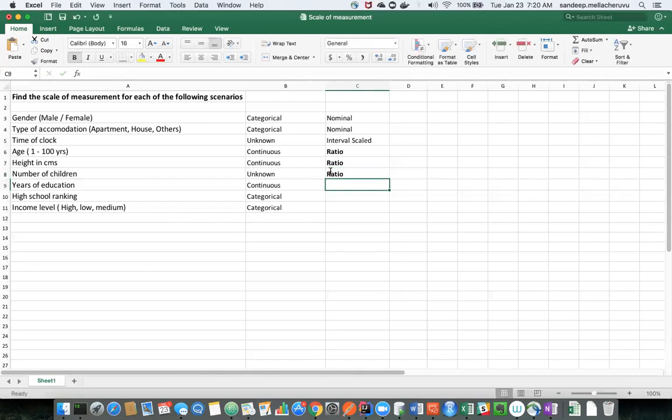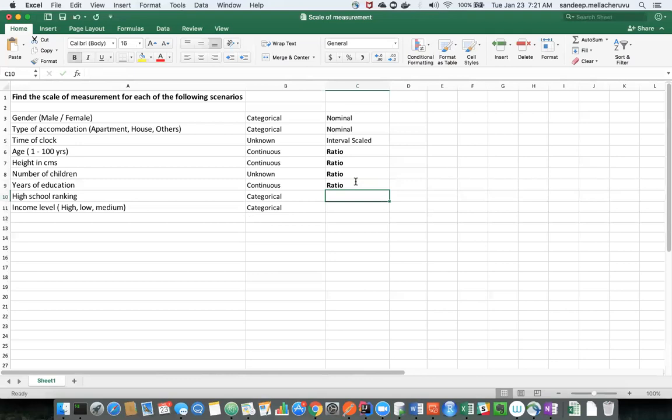Similarly, years of education. Most of the times, in continuous, always think about, is there an arbitrary 0 or no? Years of education is clearly continuous. But is there a clear distinction between arbitrary 0 or not? There is. This is not arbitrary 0, right? Years of education 0 means I don't have any education. I didn't go through any formal education. So again, it is ratio.